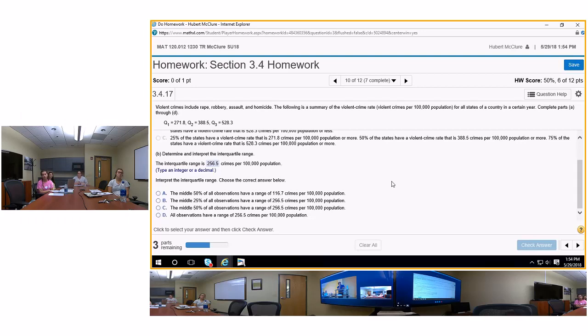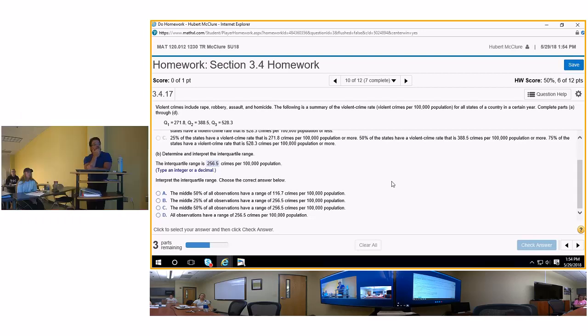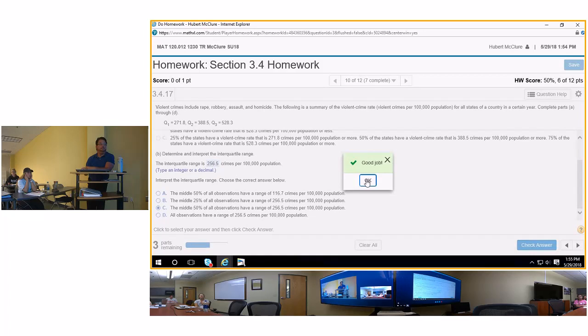The middle 50% of all observations have a range of 116 per population. The middle 25% of all observations have a range of 256 crimes per 100,000. The middle 50% of all observations have a range of 256 crimes per 100,000. I would go with C, probably. That's what I would go with, but I could be wrong. It's one of those questions I don't like. Yep, it's C.